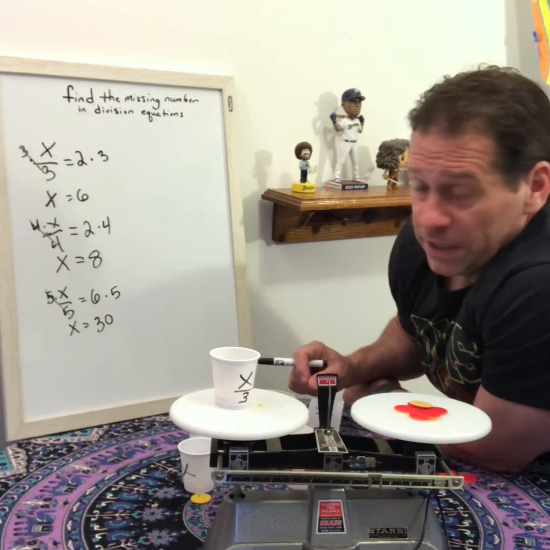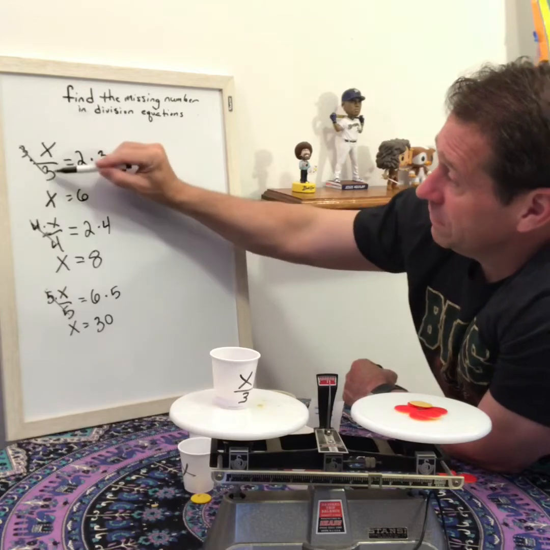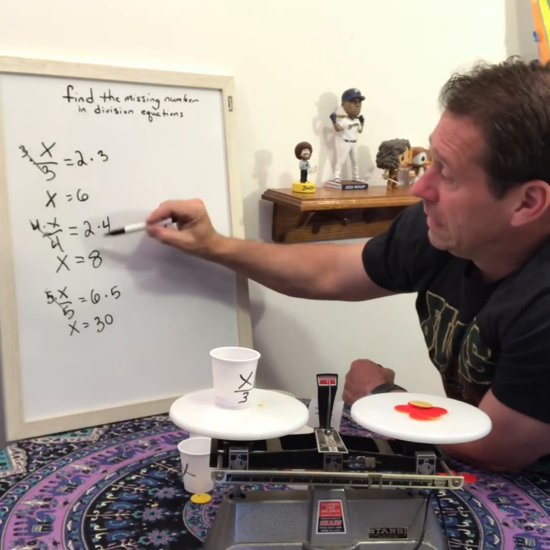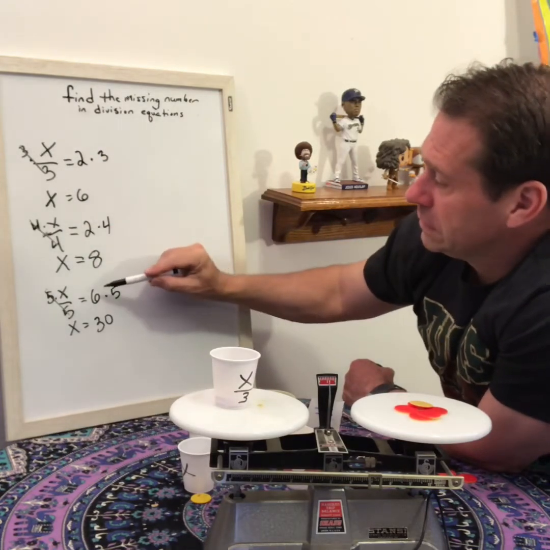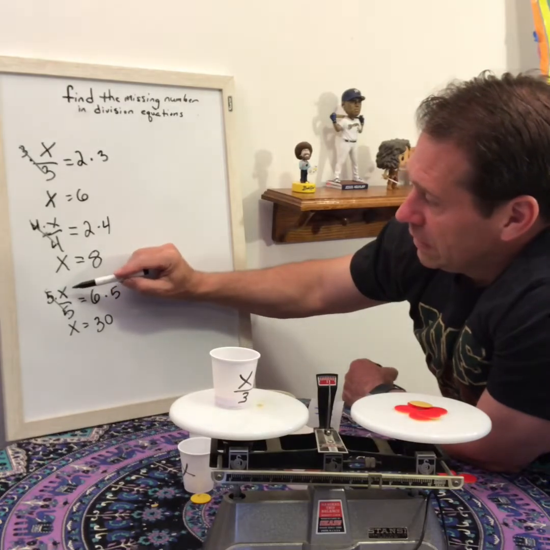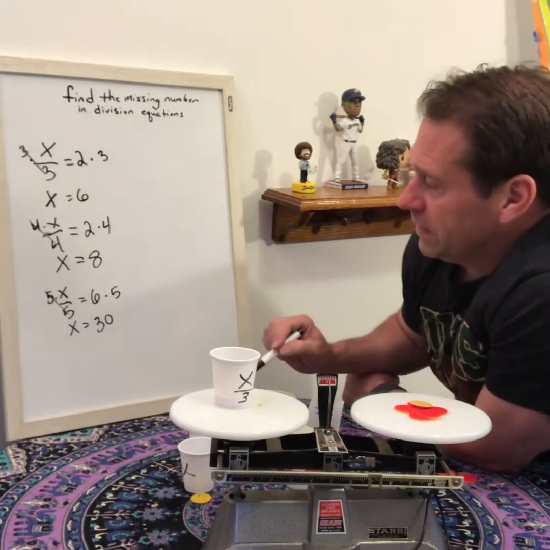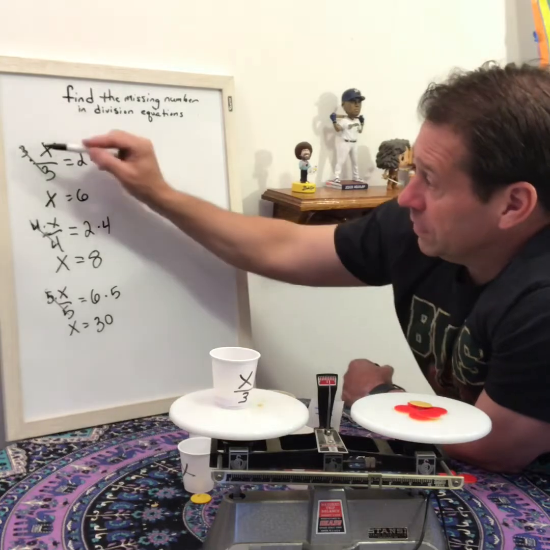And then you can always check your answers. 6 divided by 3 is 2. 8 divided by 4 is 2. 30 divided by 5 is 6. And that's how you show your work.